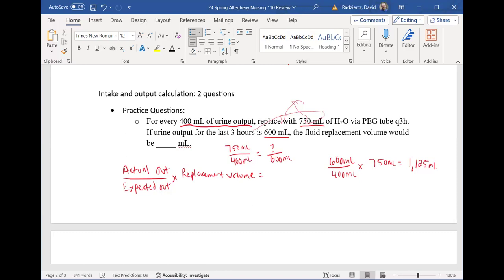And then it says every 3 hours. And then they might be on like a pump or something like that. I don't know how this all works out, but I just wanted to use bigger numbers. You might see smaller numbers. It's not a big deal.